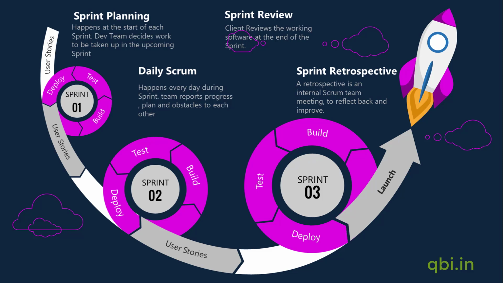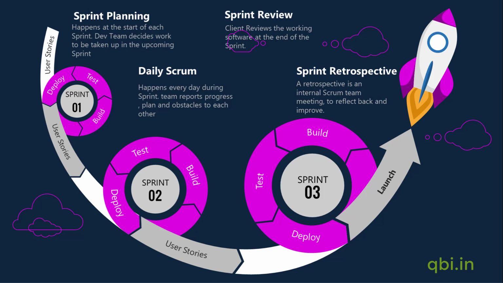Sprint review: the development team demonstrates the software to the client. The client reviews the working software at the end of the sprint. Sprint retrospective: a retrospective is an internal Scrum team meeting to reflect and improve.